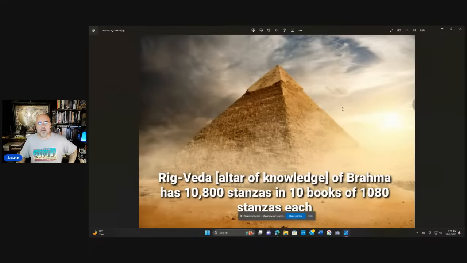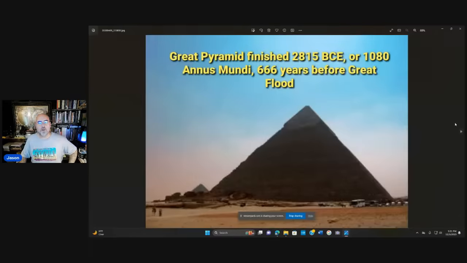It's all right here. And Rig Veda, altar of knowledge of Brahma, has 10,800 stanzas in 10 books. That's in 10 books of 1,080 stanzas each. It's all preserved right here. Great Pyramid finished in 2815 BC or 1080 Annus Mundi, 666 years before the Great Flood.